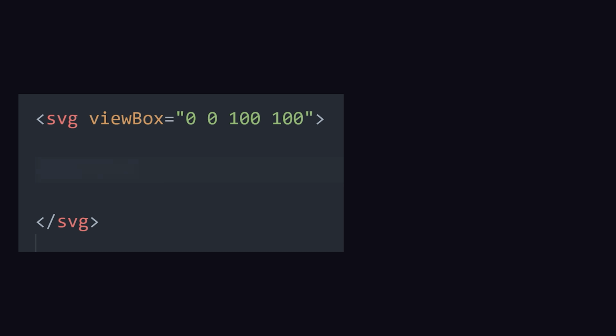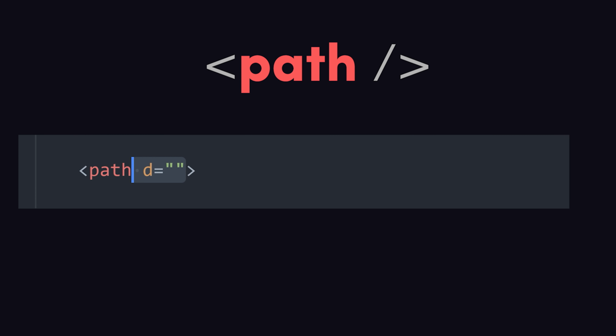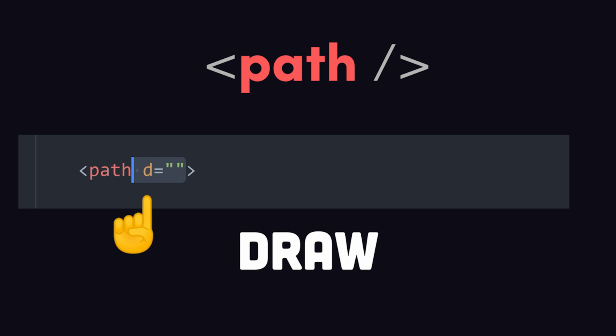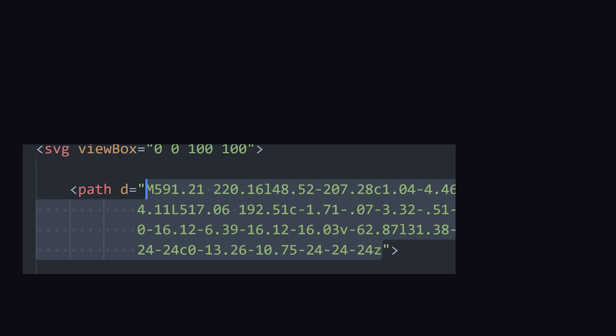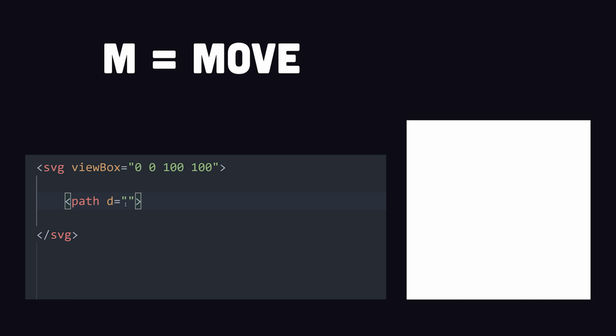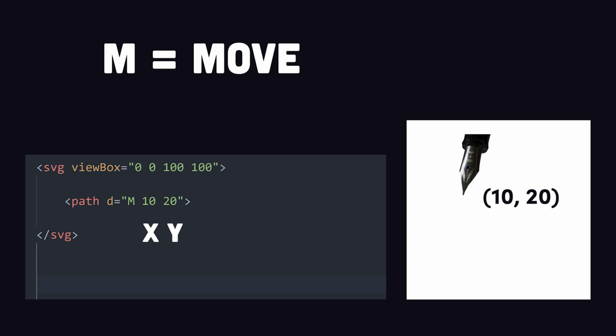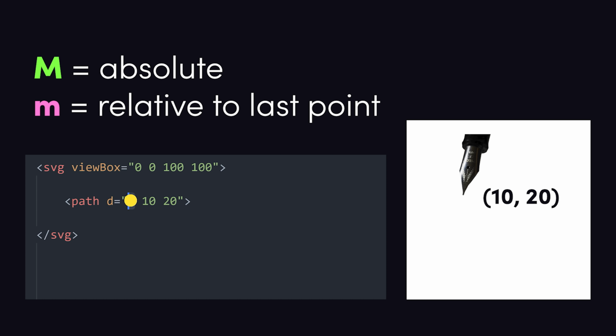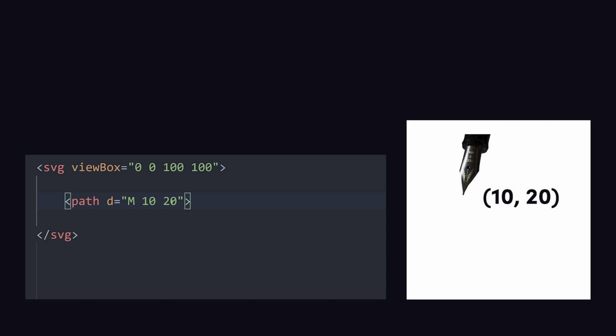They contain complex artwork with all kinds of twists and turns, and that's where the path element comes in. The shape of a path is determined by one attribute, D for draw. Coding a path is like controlling the tip of a pen with a series of commands. The most basic command is M for move, which will move the pen tip to an XY coordinate. An uppercase letter means move relative to the viewbox, and lowercase means move relative to the last point in the path. But move doesn't actually draw anything.